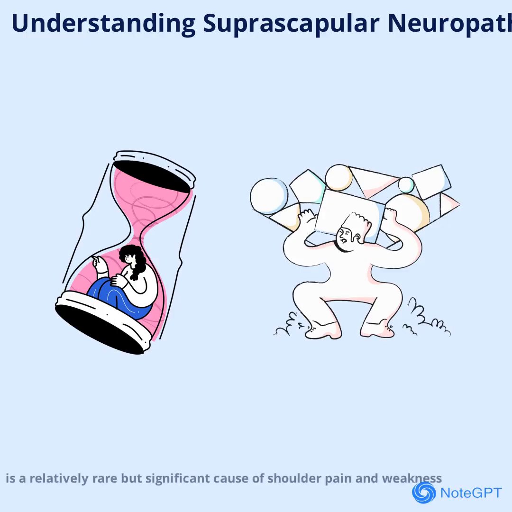Suprascapular neuropathy, or SSN, is a relatively rare but significant cause of shoulder pain and weakness. Affecting just a small percentage of those with shoulder complaints, SSN can lead to functional limitations, particularly in abduction and external rotation of the arm. This is due to impaired innervation of the supraspinatus and infraspinatus muscles.